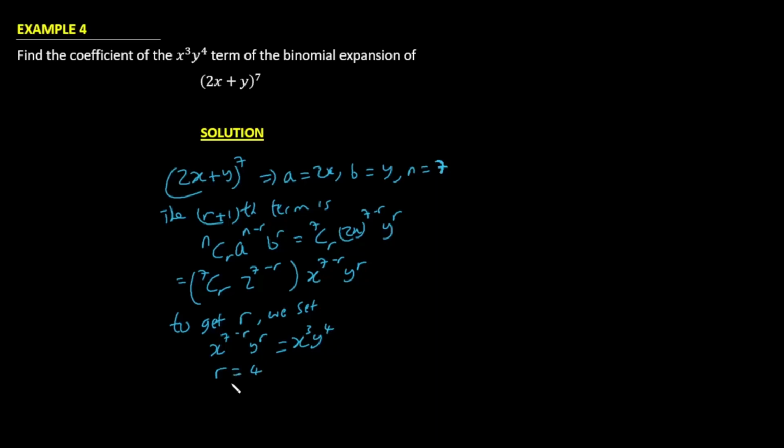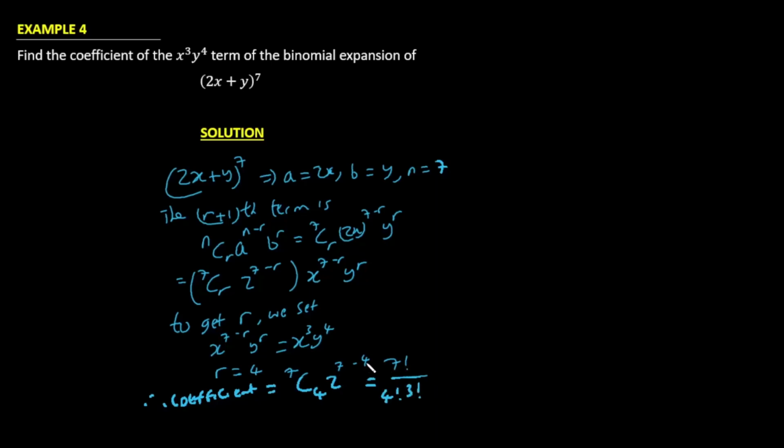Since r is 4, therefore the coefficient is now going to be this one in the bracket, which is 7 combination, our r now is 4. Then 2 to the power of 7 minus 4. This will give you 7 factorial over 4 factorial, 7 minus 4, which is 3 factorial.